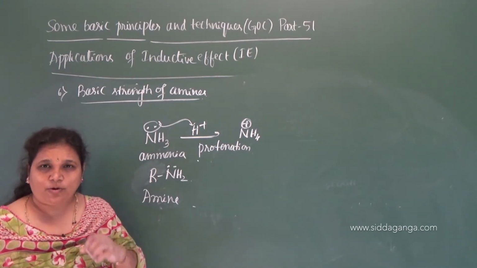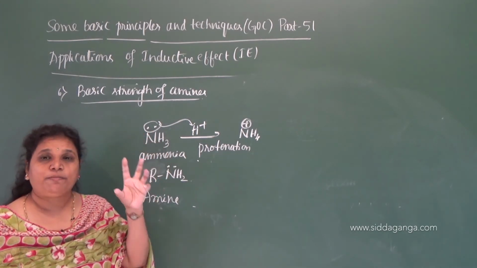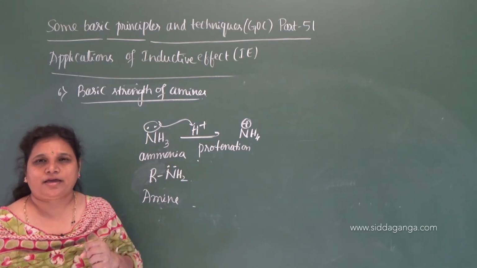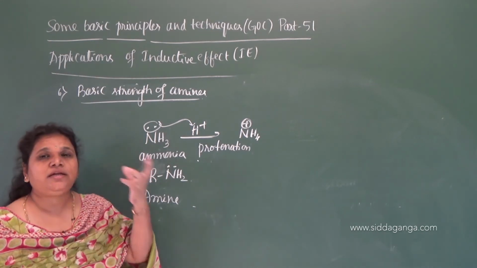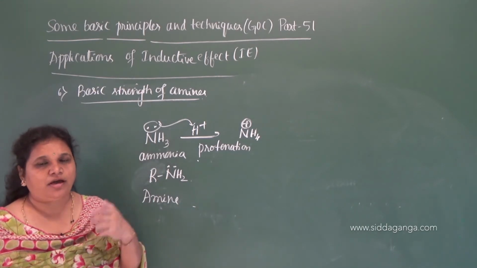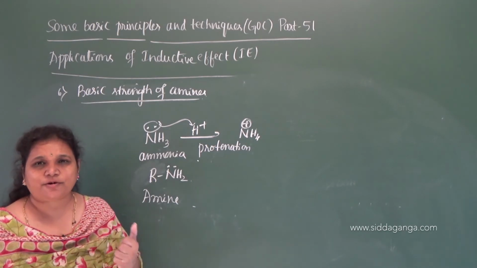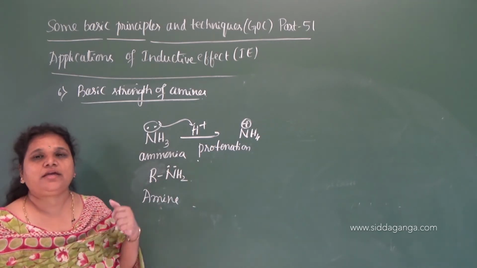For the nitrogen to accept a proton, the electrons on the nitrogen should be available for protonation. It should easily take the proton, or it should easily undergo protonation. When it easily undergoes protonation, basic strength increases.